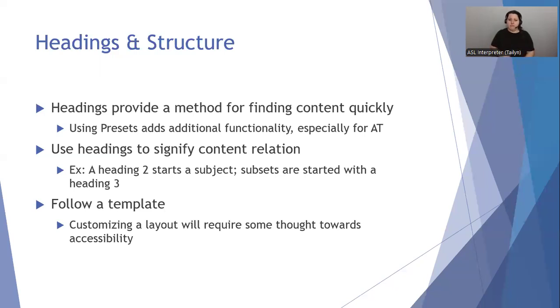We also want to make sure that we're using those headings to signify the relationship between content. So generally, you want to think of it as an outline. So heading 2 starts a subject, and then subsets underneath that are called a heading 3. The start of your document will probably be a heading 1. That's generally considered best practice. And when I get into the demonstration part, I'll go into more depth about how this would look and how this would be communicated to users.